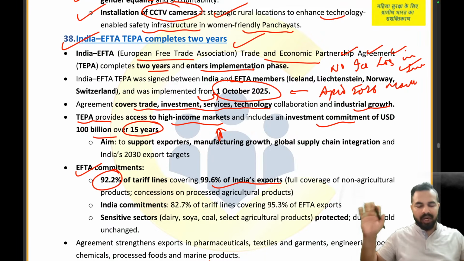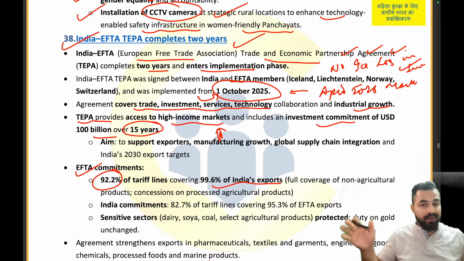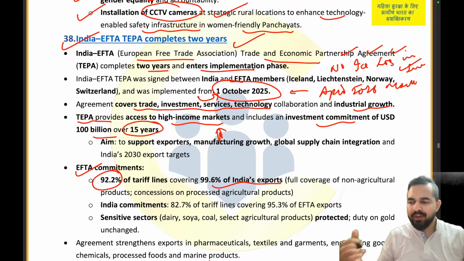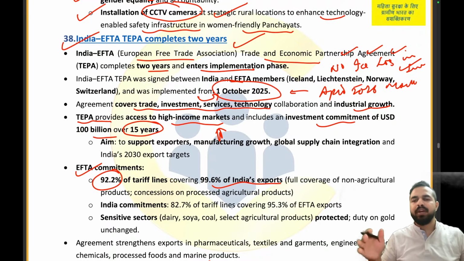So India EFTA, what are the names of the countries? Norway, Iceland, Liechtenstein and Switzerland, right? So under this part, what amount of commitment of investment have we seen? $100 billion USD over a period of 15 years.